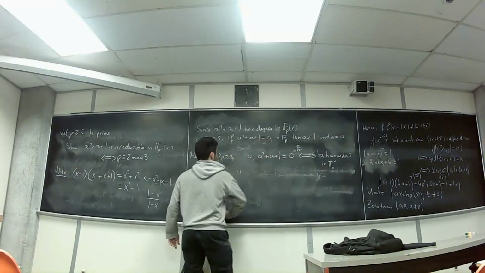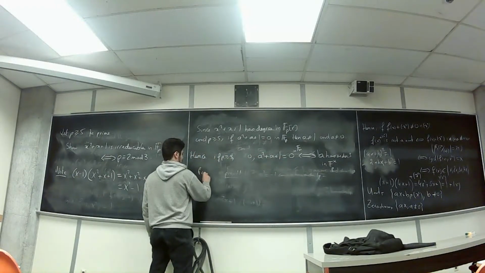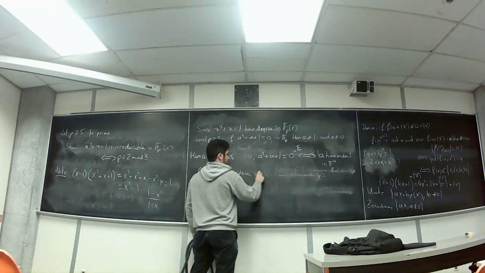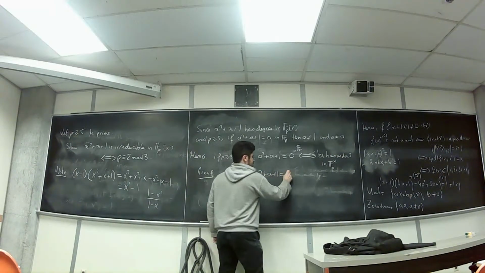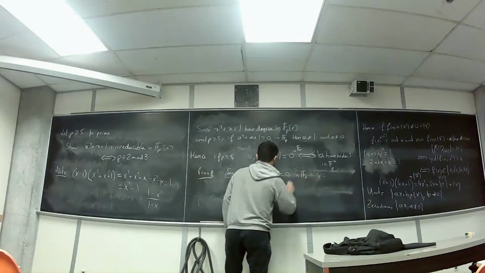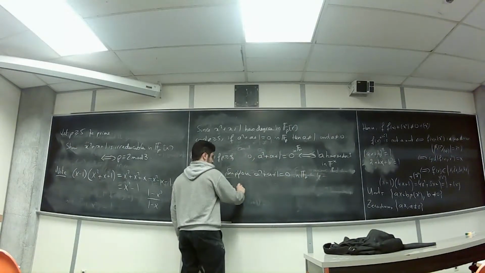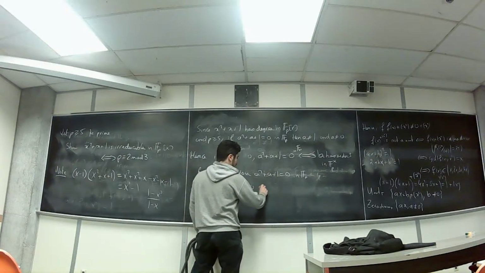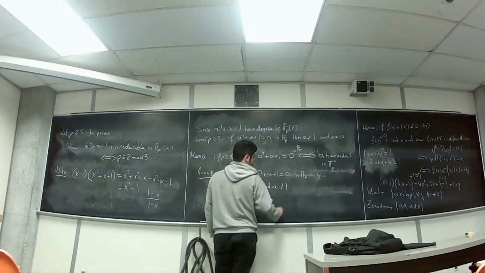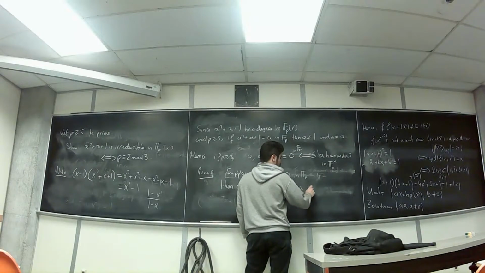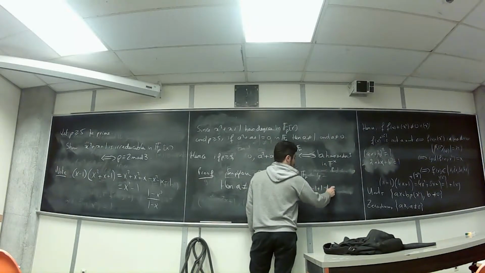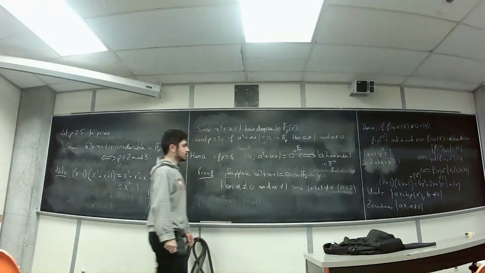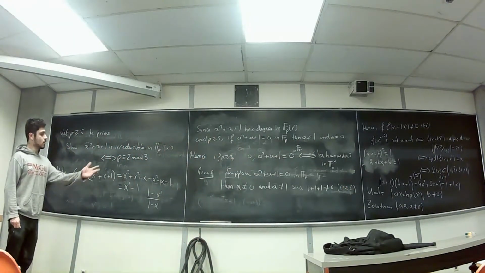Okay, so let me prove it more properly. Proof. Suppose a squared plus a plus 1 is equal to 0 in Fp. Then a is different than 0. Is that clear? Because 0 plus 0 plus 1 is equal to 1. And a is different than 1 since 1 plus 1 plus 1 is not congruent to 0, because p is bigger or equal to 5. Agree or not? Okay.